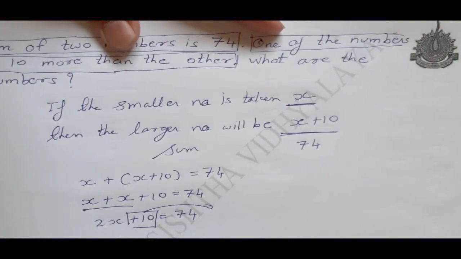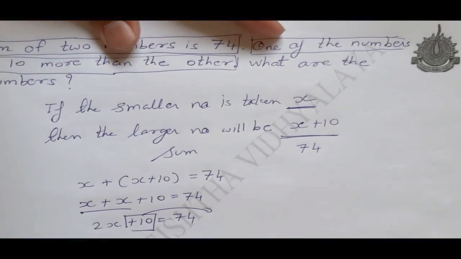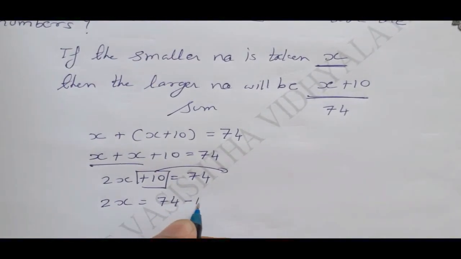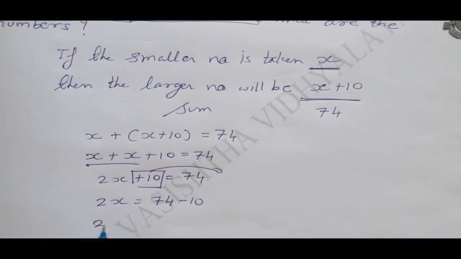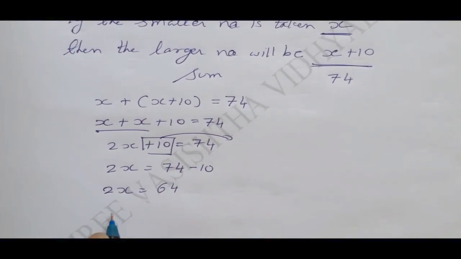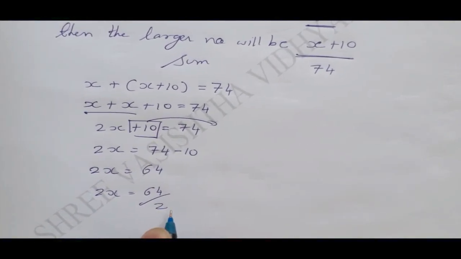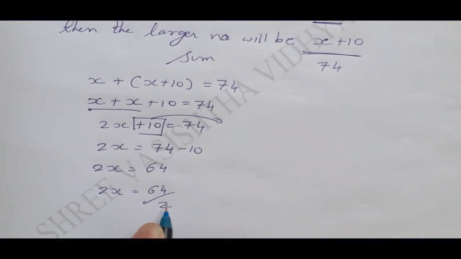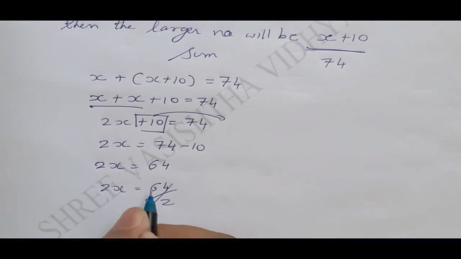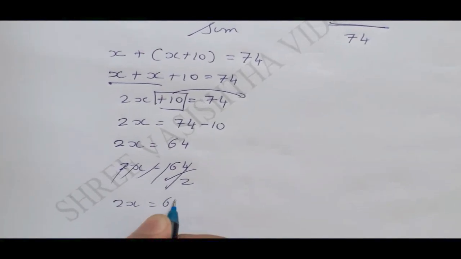So we'll transpose it to the RHS side. So it will be 2x is equal to 74 minus 10. Then 2x is equal to 74 minus 10, answer will be 64. So it will be 2x is equal to 64.